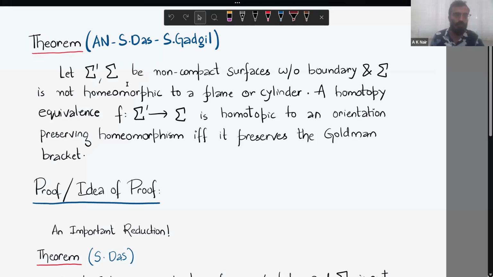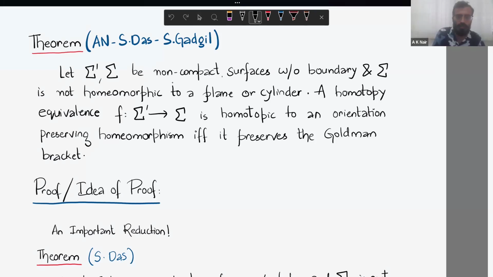So this is our theorem. If you take two non-compact oriented surfaces without boundary, not homeomorphic to the plane or cylinder, then a homotopy equivalence is homotopic to an orientation preserving homeomorphism if and only if it preserves the Goldman bracket. So the theorem for compact surfaces with boundary also follows for non-compact oriented surfaces without boundary. The Goldman bracket determines and characterizes the homeomorphism.